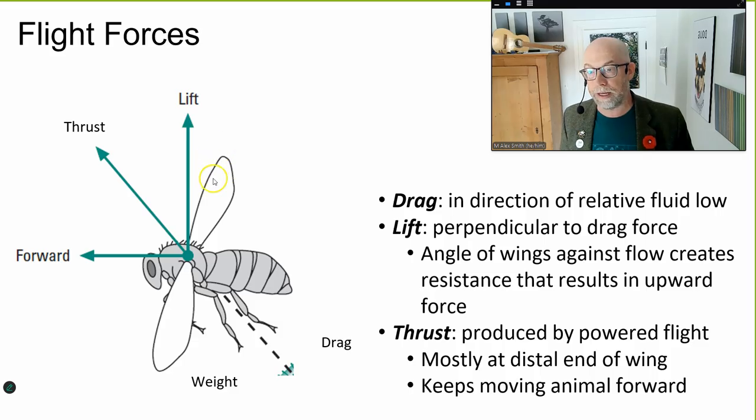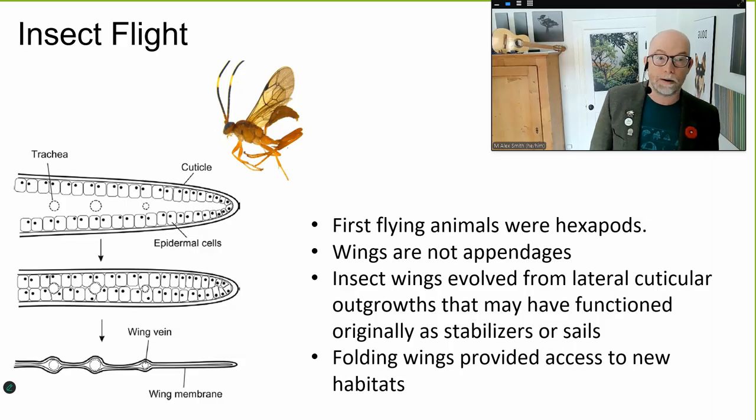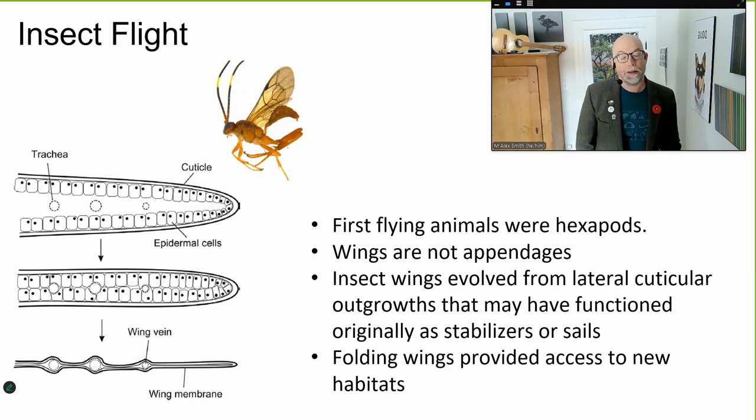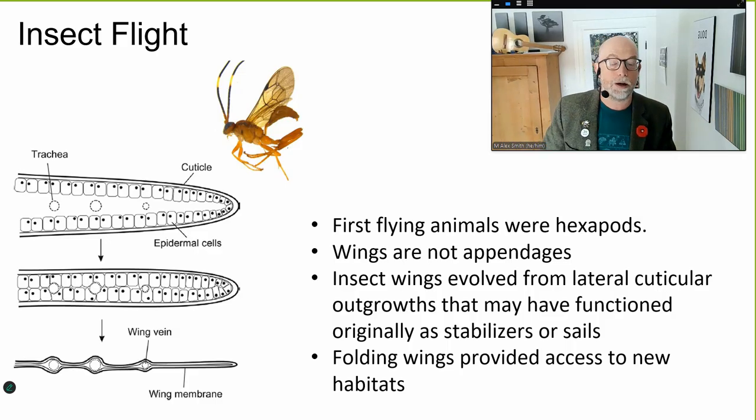And it's mostly for the insects produced at the distal ends of the wings, and that's what keeps the animal moving forward. So as I mentioned, the first flying animals were hexapods. They were insects and their relatives. Then the wings that they've done it with are not appendages. So flight has taken upon various different lineages in the animal kingdom on our planet.